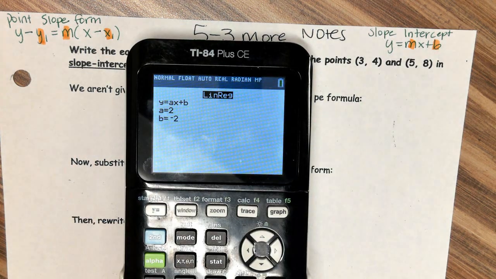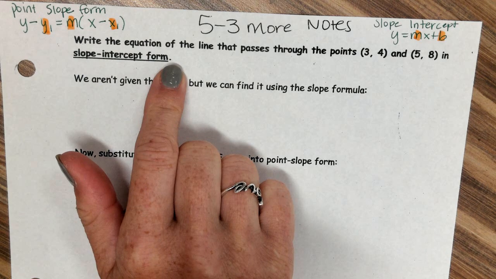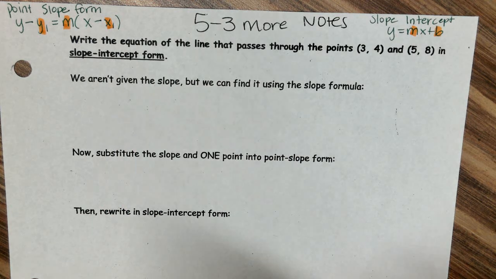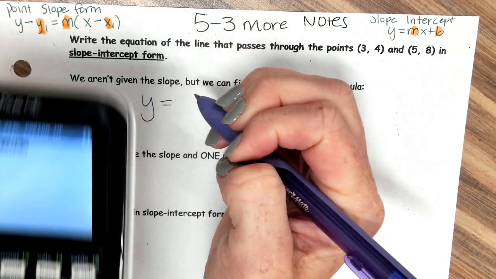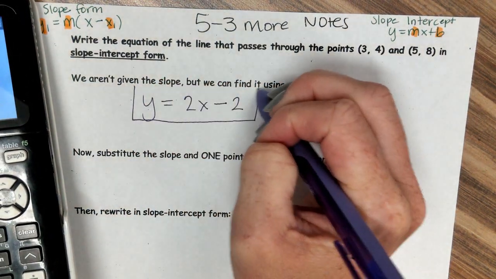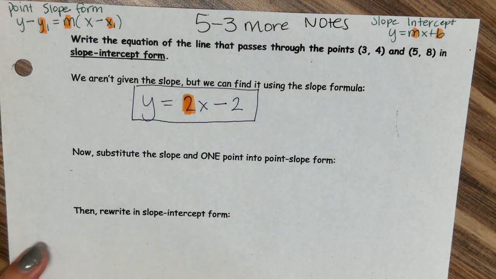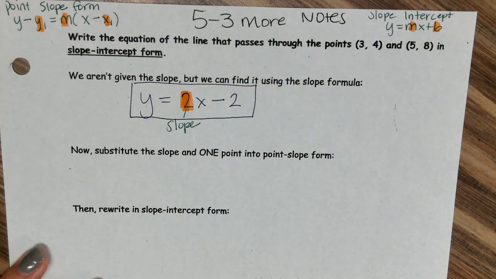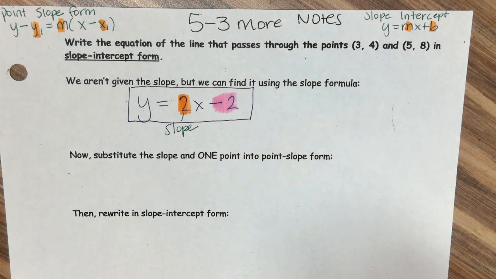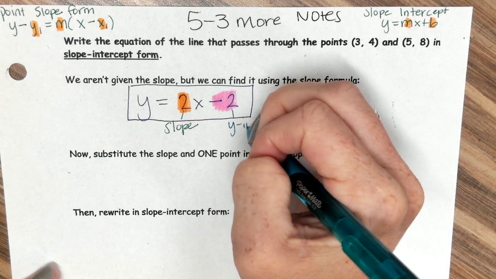Now we're going to write this equation in slope-intercept form because that's what it asked for right here. Write it in slope-intercept form. Okay, so let's write it. Let's just write it right here. Y equals 2x minus 2. Okay, this right here is my what? This right here is my slope. And this right here, and I'm going to highlight the sign with it because it gives it its value. This is the y-intercept.